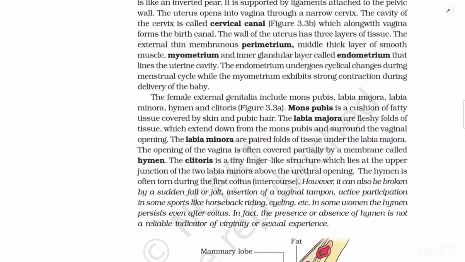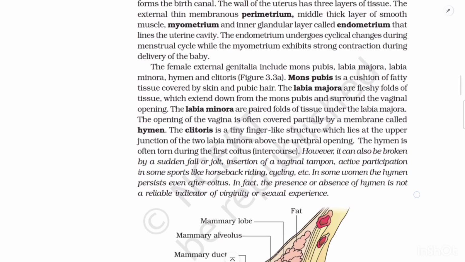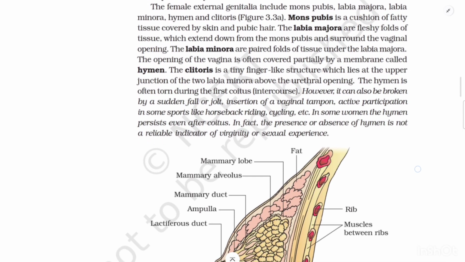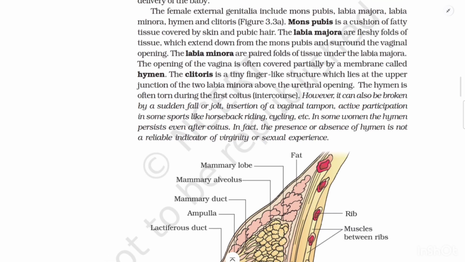The wall of the uterus has three layers of tissue: the external thin membranous perimetrium, middle thick layer of smooth muscle myometrium, and inner glandular layer called endometrium that lines the uterine cavity. The endometrium undergoes cyclical changes during menstrual cycle while the myometrium exhibits strong contraction during delivery of the baby. The female external genitalia include mons pubis, labia majora, labia minora, hymen, and clitoris.